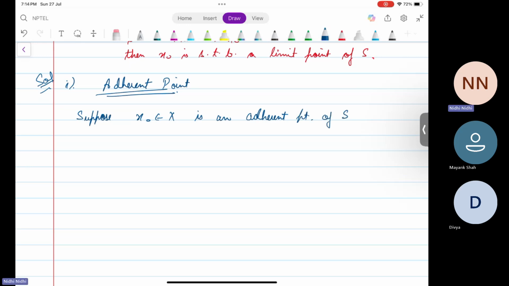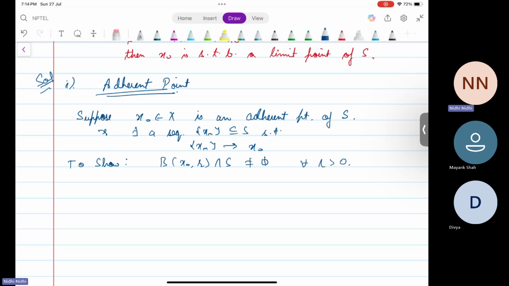of S. This implies there exists a sequence xn in S such that this xn converges to x naught. Now we need to show that B(x naught, r) intersection S is non-empty for every r positive.